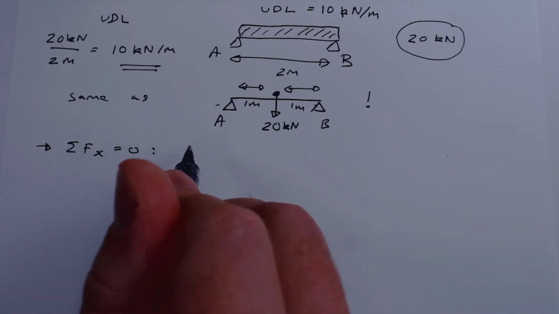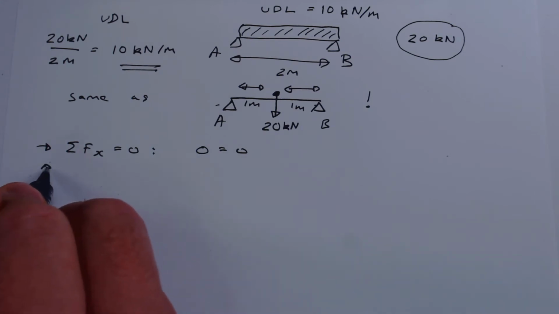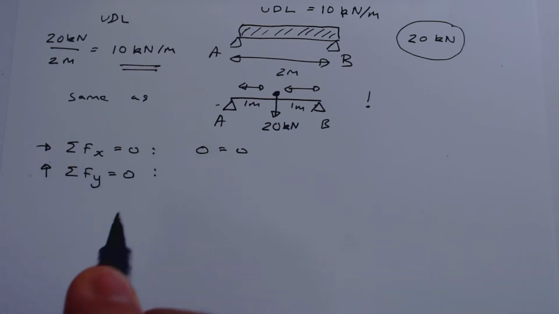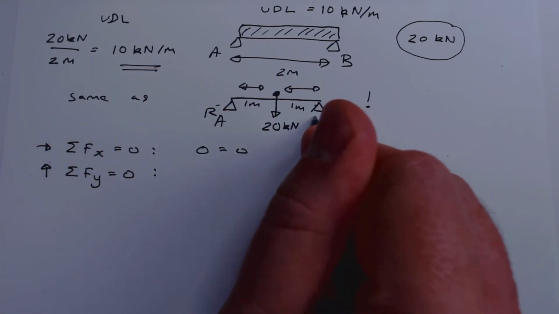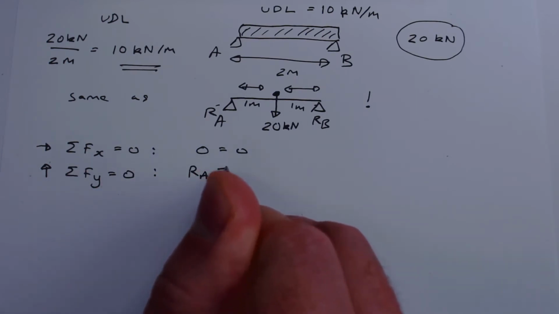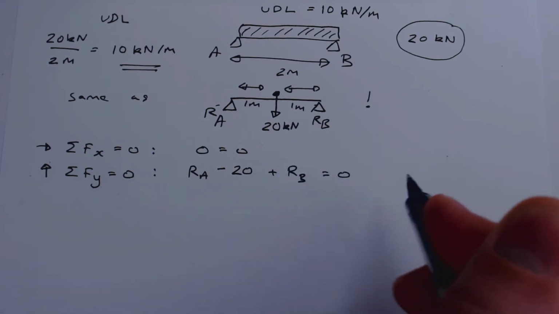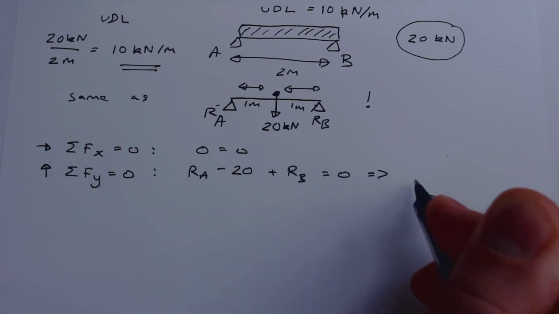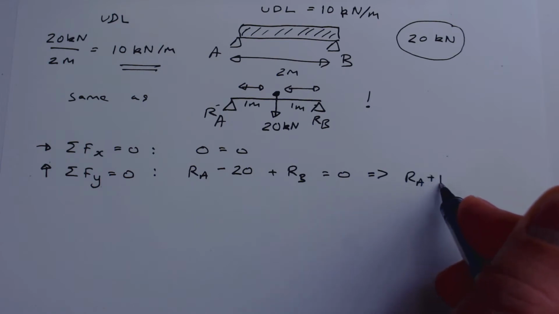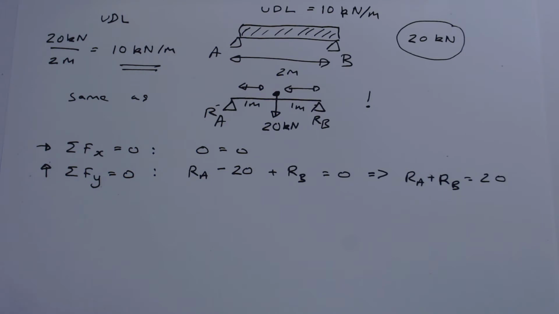Okay, I see that I have no forces in the x direction, so 0 equals 0, doesn't tell me anything. Then I'm going to sum up my forces in the y direction. Right, so I have a reaction point here and a reaction point here, so I'm going to have RA take away 20 plus RB equals 0. Therefore, RA plus RB equals 20, where we're working in kilonewtons.